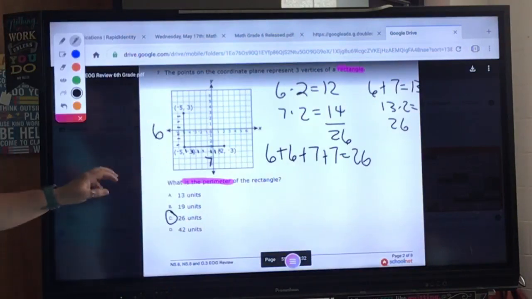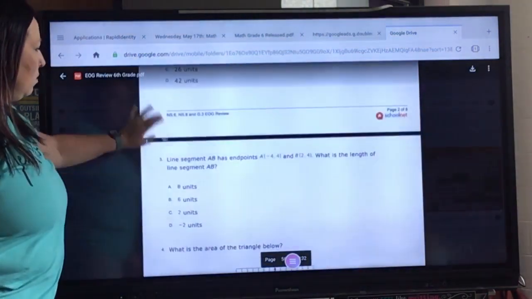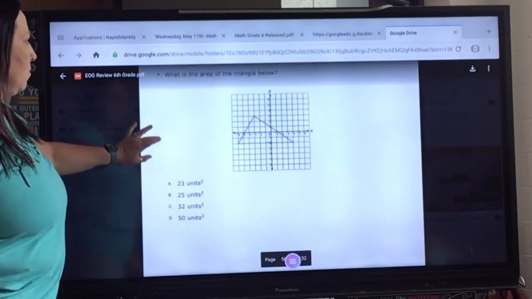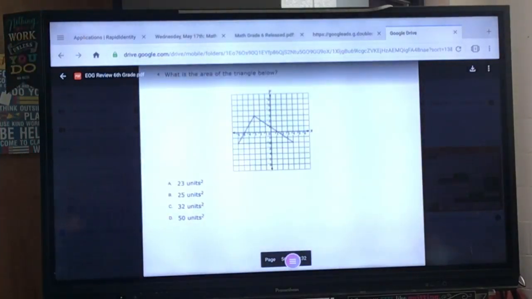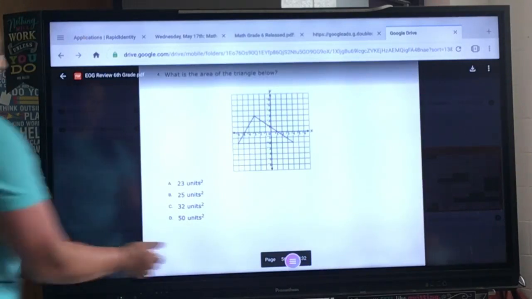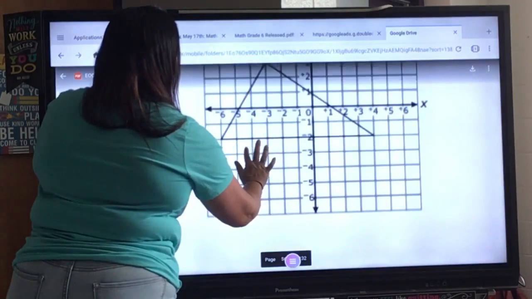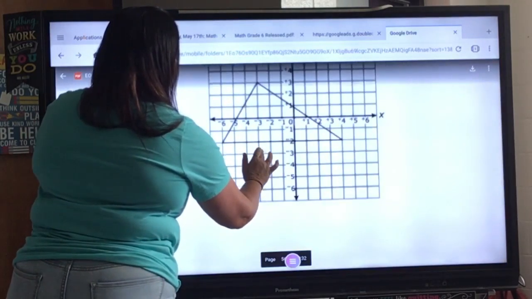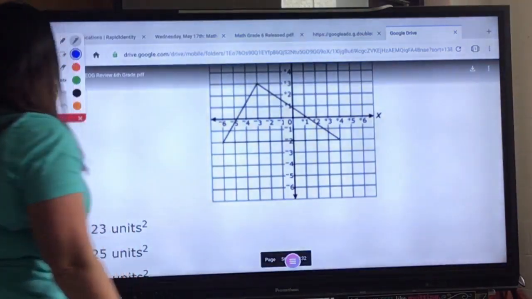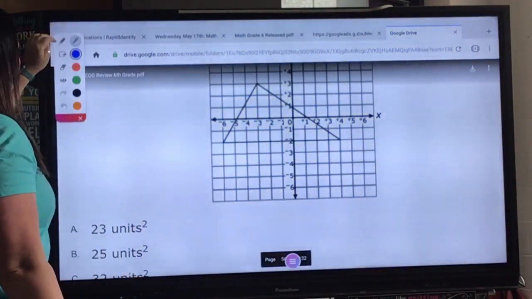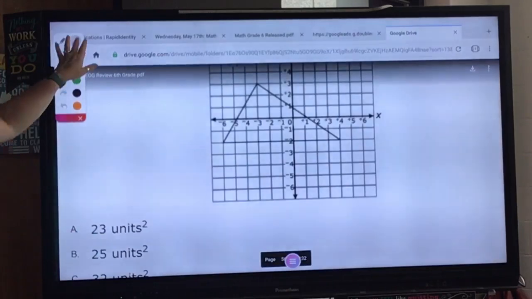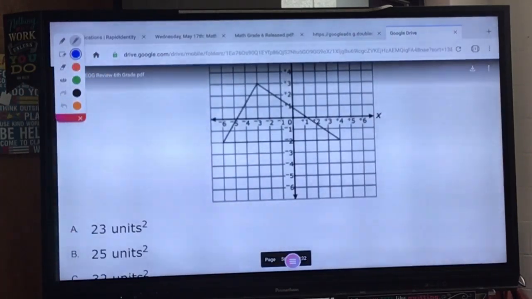Alright, go to number 4. Alright, number 4 says, what is the area of the triangle below? Alright, and I zoomed in a little bit just so it's a little bit easier to see. So, how do we find, well, what's the formula for the area of a triangle? What's the formula that we use? Kylie?